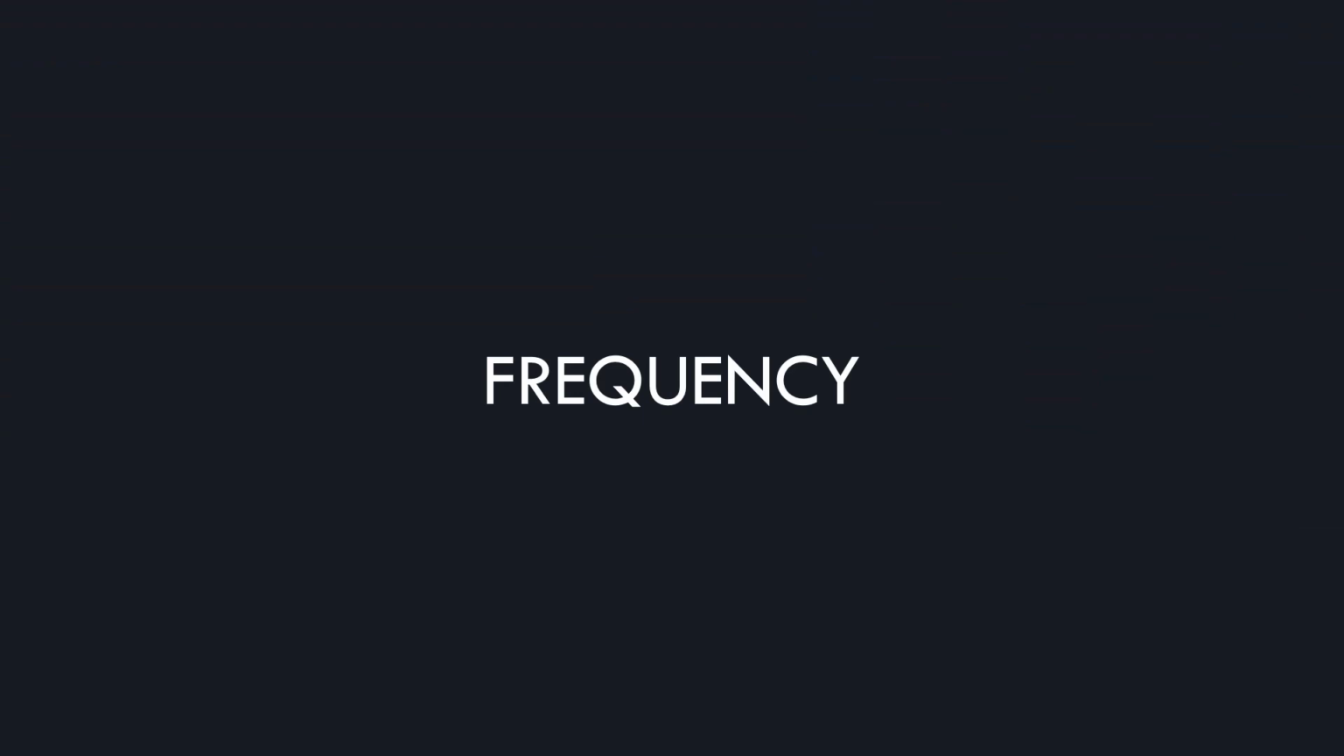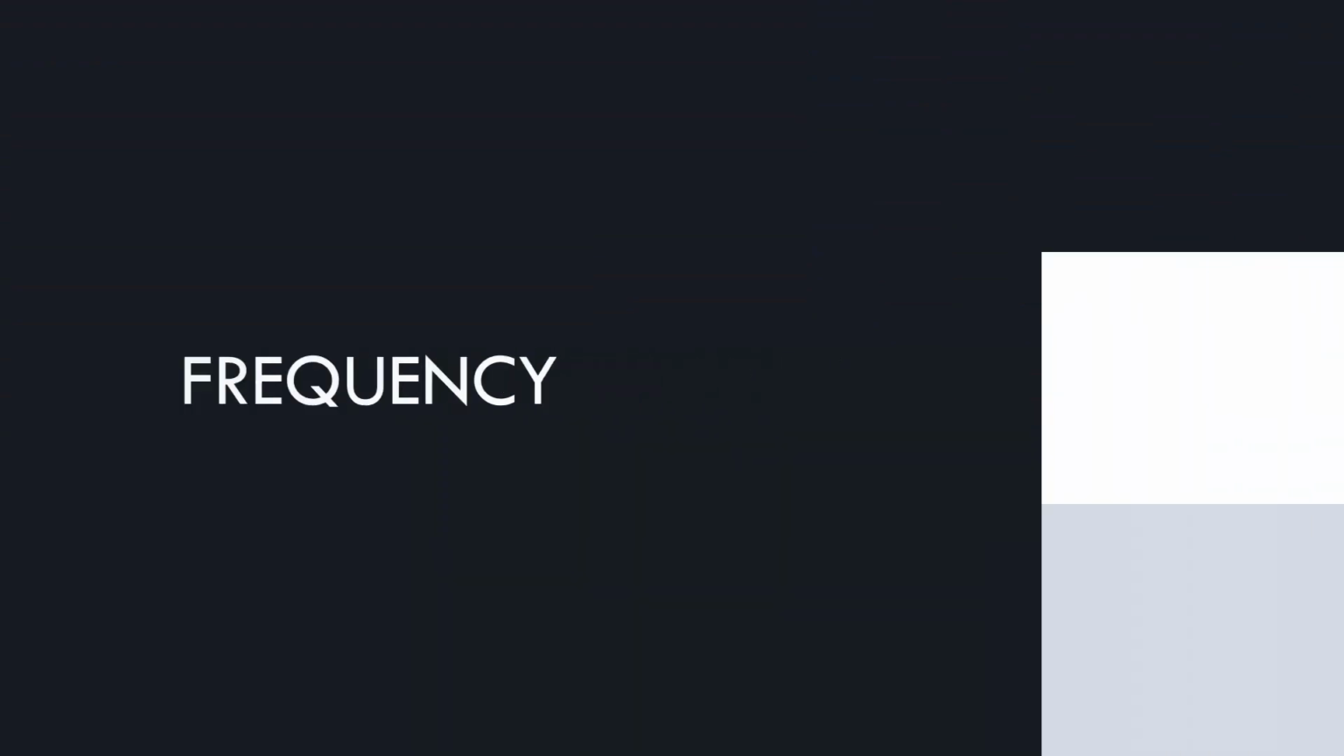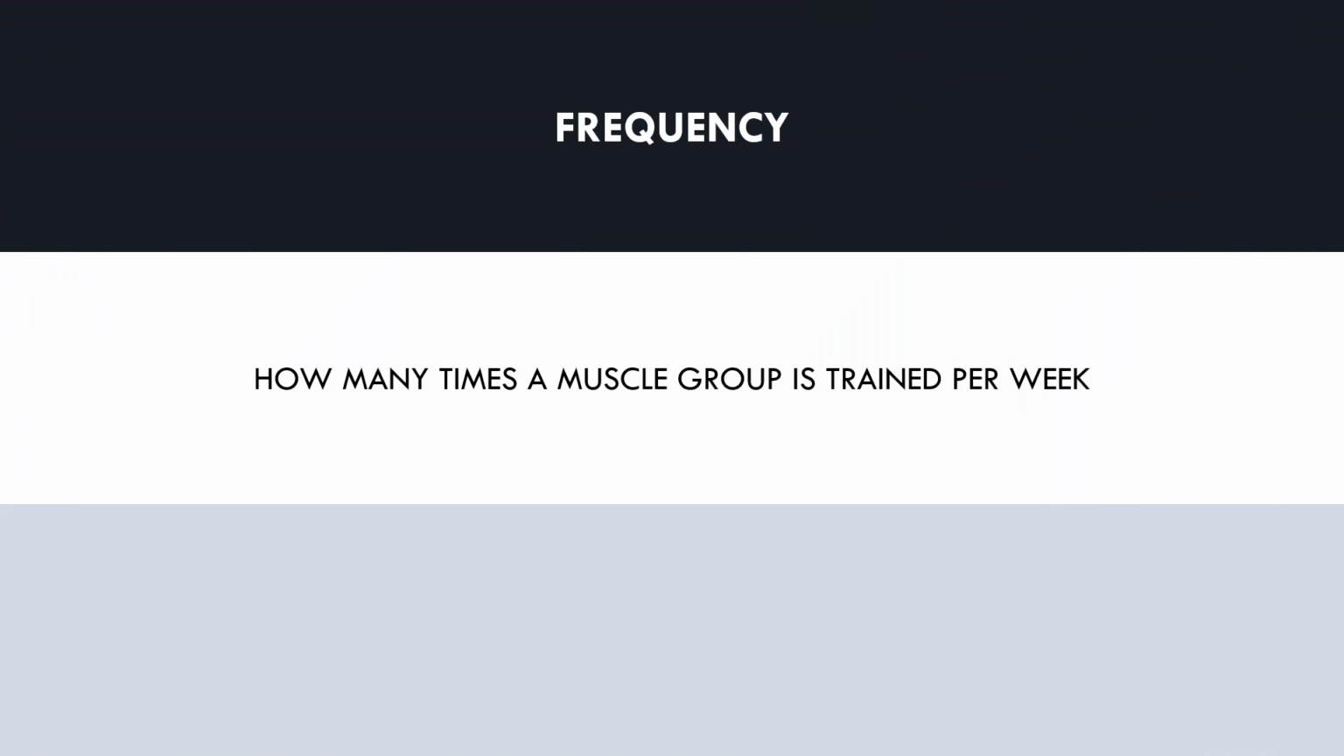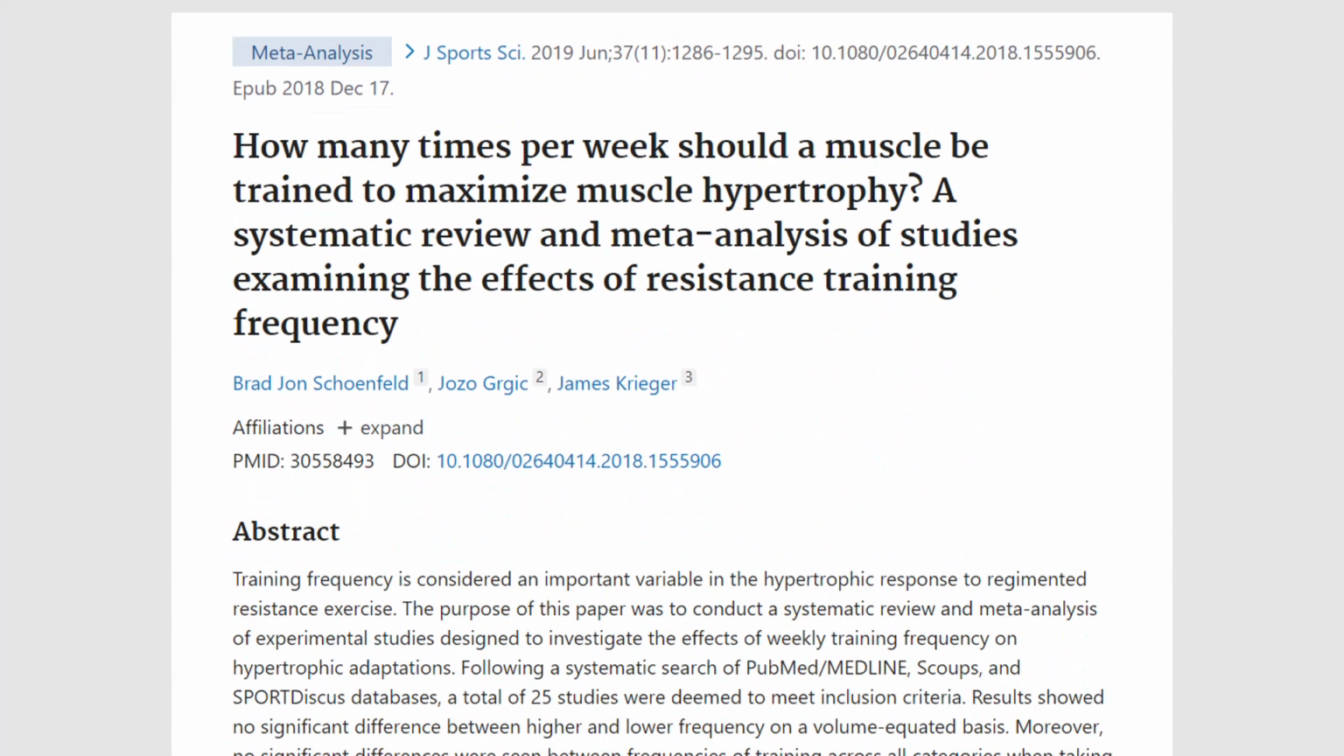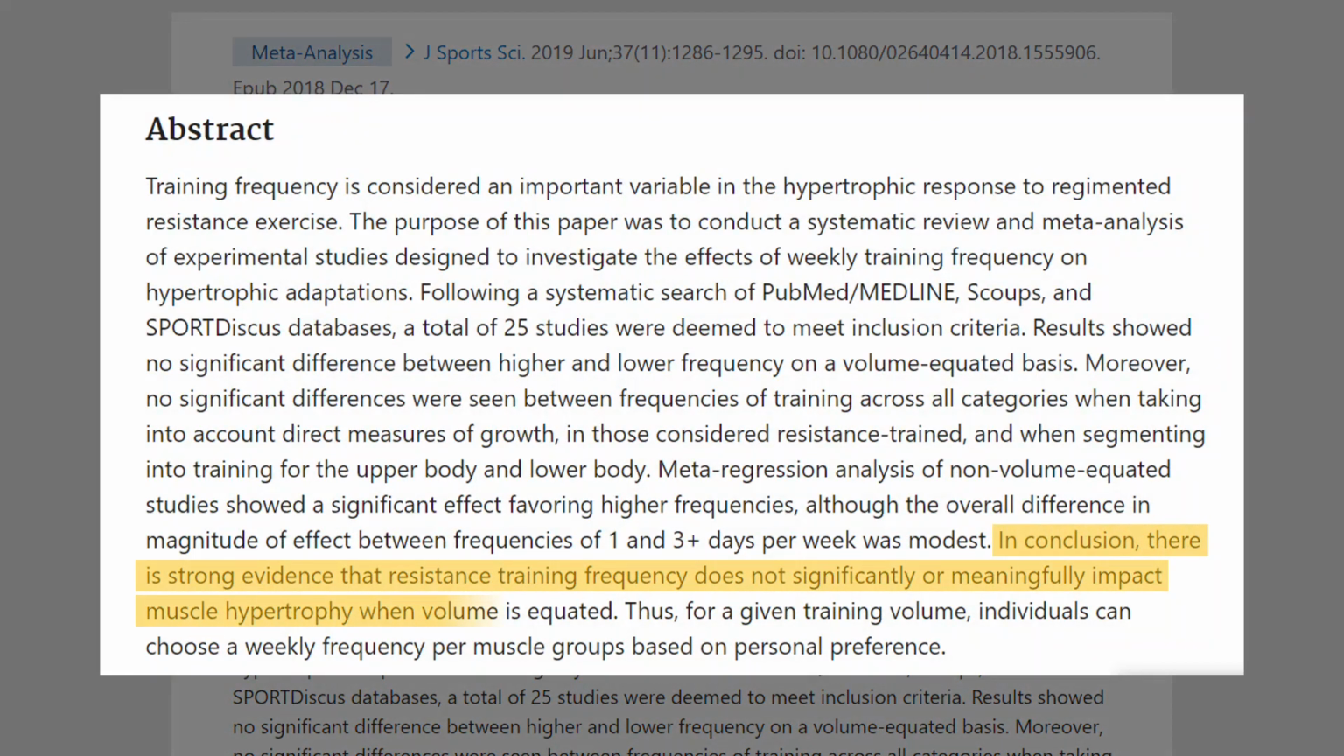Frequency refers to how many times per week a muscle group is trained. It should be understood that frequency is simply a way of distributing volume throughout the week. So whenever we discuss different frequencies, we are assuming that weekly volume is equated. Therefore, a higher frequency means less per-session volume, while lower frequency means more per-session volume. Training frequency probably doesn't have any significant impact on muscle growth. This meta-analysis concluded that there were no noticeable differences in muscle growth when training a muscle group 1 to 3 or more days per week, when volume was equated.